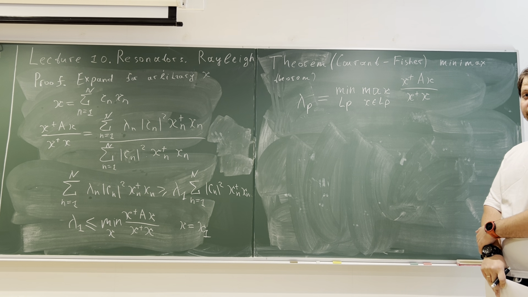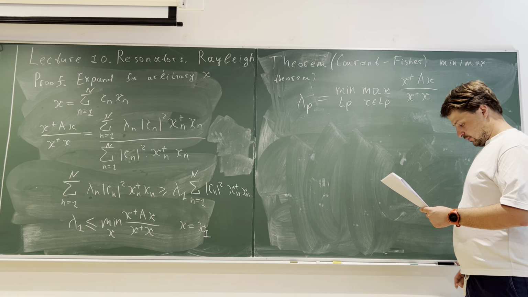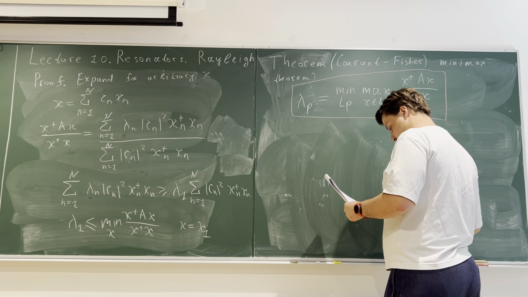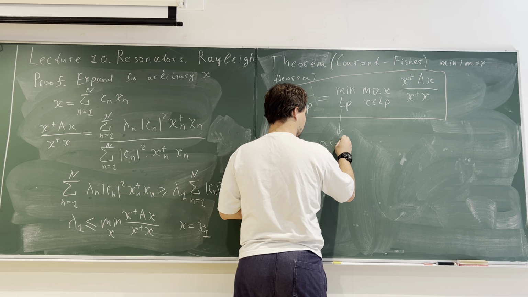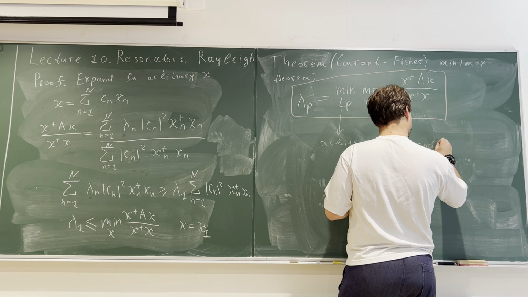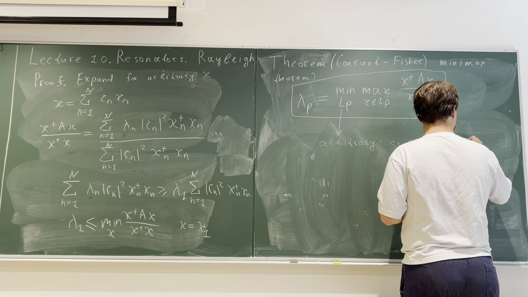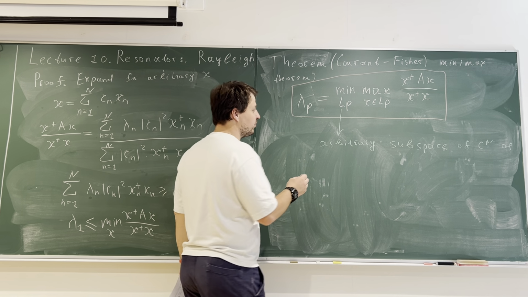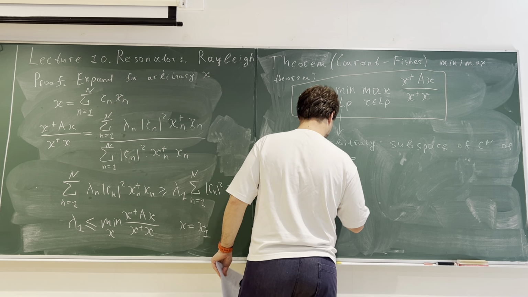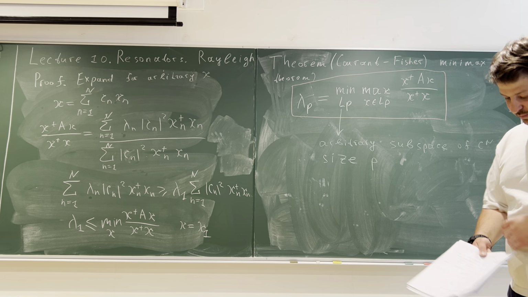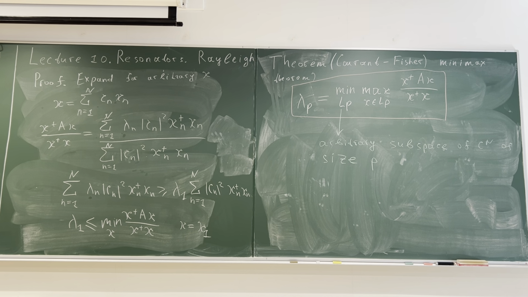Okay, this thing looks tricky. I will give you 5 minutes. I also didn't clarify the annotation. So this thing is an arbitrary subspace of Cn, of size P. So I will give you 5 minutes to think about it. Let us have a break, and then I will comment on this expression.